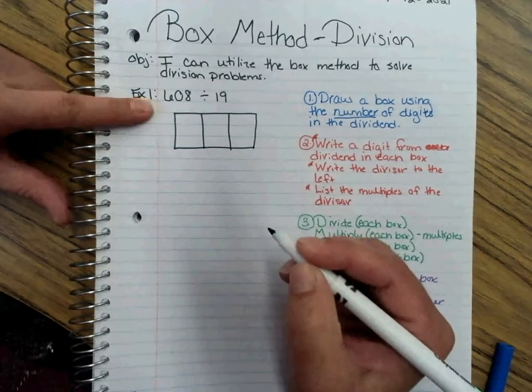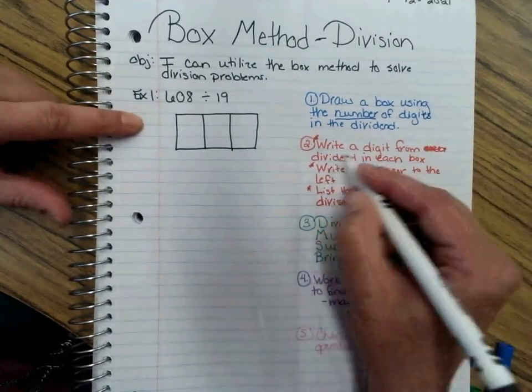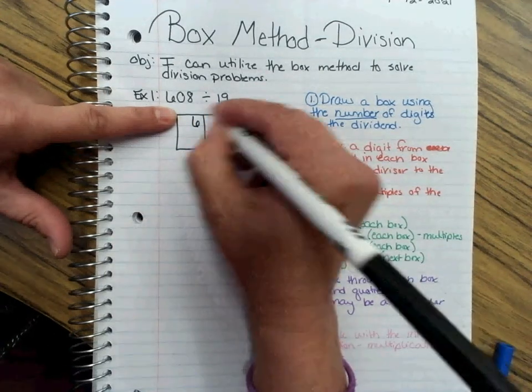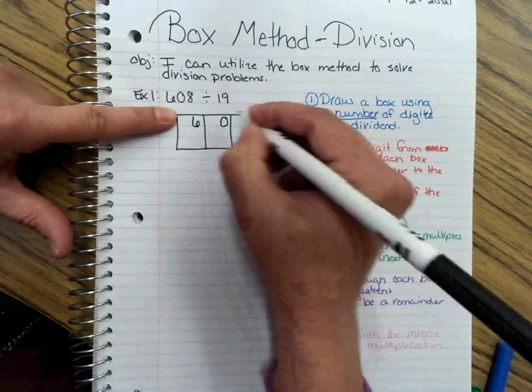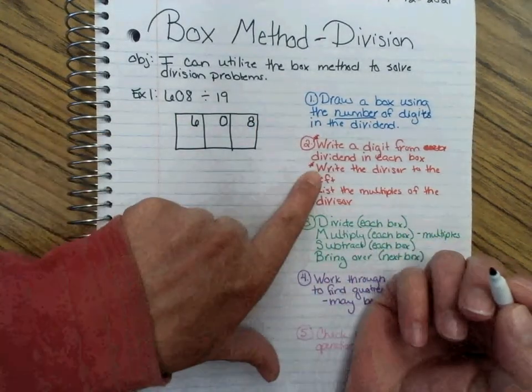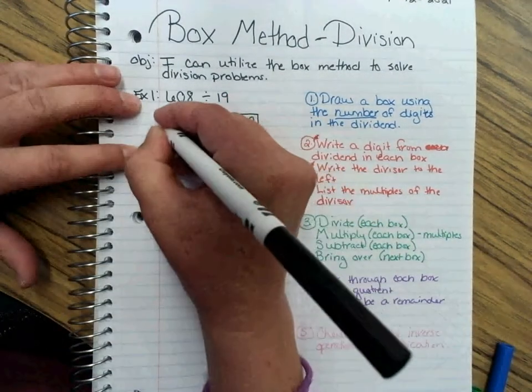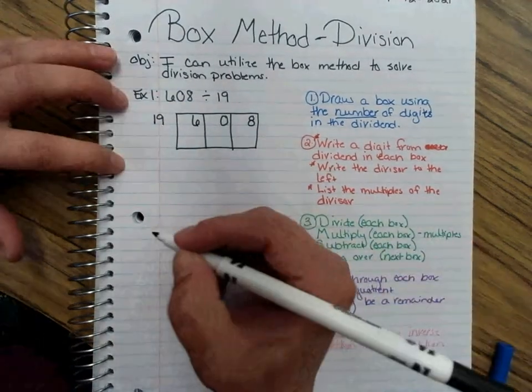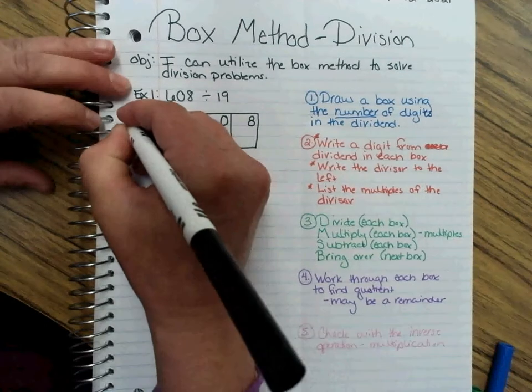One, two, three. Okay, so it says write a digit from the dividend in each box. So I'm going to write a 6 here, and I'm going to put them all the way to the right, and you'll understand why here in just a moment. Okay, so I've got 608. I've got to write the divisor, which is 19, to the left. And then I'm going to list the multiples of the divisor, and I'm just going to do that right over here.